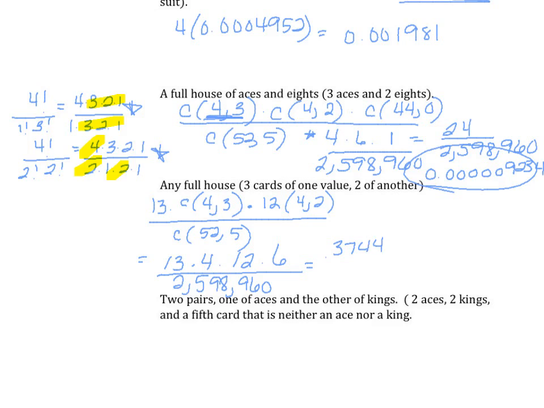we get 3,744 divided by 2,598,960. And if we were to use our calculator and divide, we have a slightly higher chance of obtaining any full house that's out there versus just a specific one that contains aces and eights.